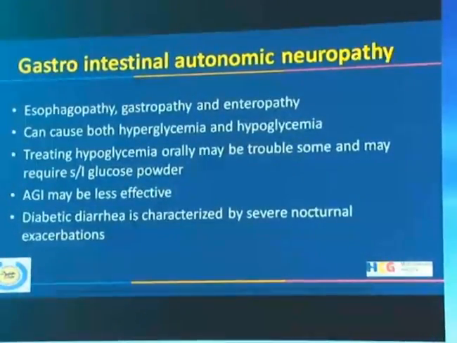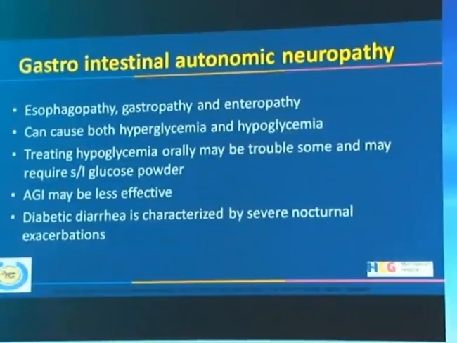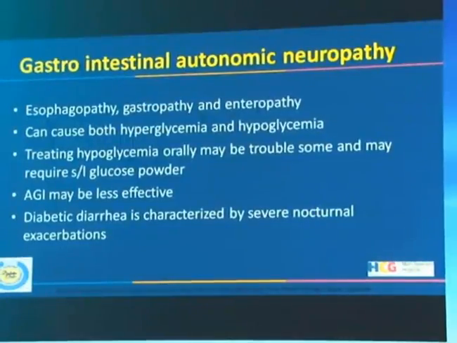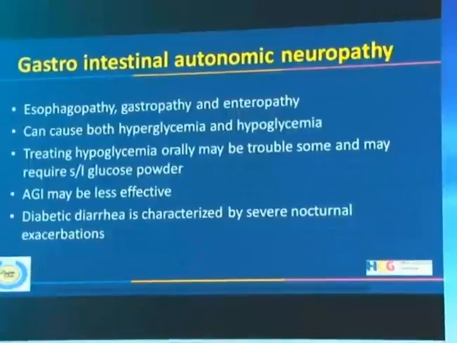Gastrointestinal autonomic neuropathy. Many people believe that gastropathy is uncommon. It is very common. And once people see or suspect gastropathy, they immediately start peristaltic or motility inducing agents. Remember, the best documented agent, the one that works best and has the highest number of trials, is metoclopramide, nothing else. 10 milligrams of metoclopramide 8 hourly is useful. But what is the clinical implication of gastropathy?